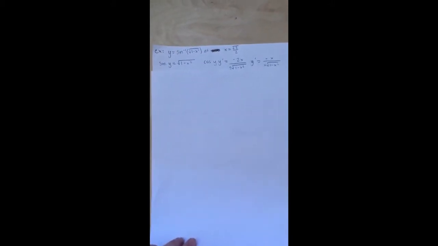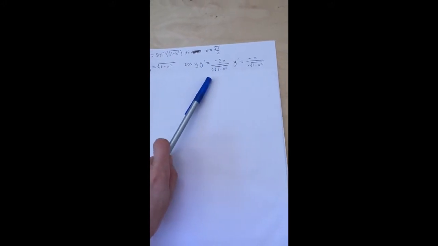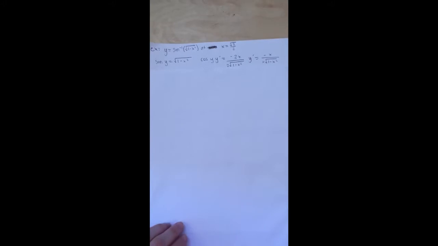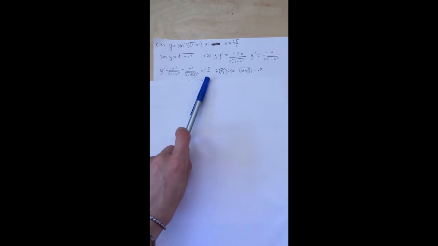Our next example is the function y equals sine inverse of the square root of 1 minus x squared at x equals the square root of 3 over 2. First, we convert the function, so we get sine y equals the square root of 1 minus x squared. From there, we take the derivative, so cosine y times y prime equals negative 2x over 2 times the square root of 1 minus x squared. When we simplify, we get y prime equals negative x over x times the square root of 1 minus x squared. To find the slope, we plug in the square root of 3 over 2 for x, and when we simplify, we get negative 2 for the slope.